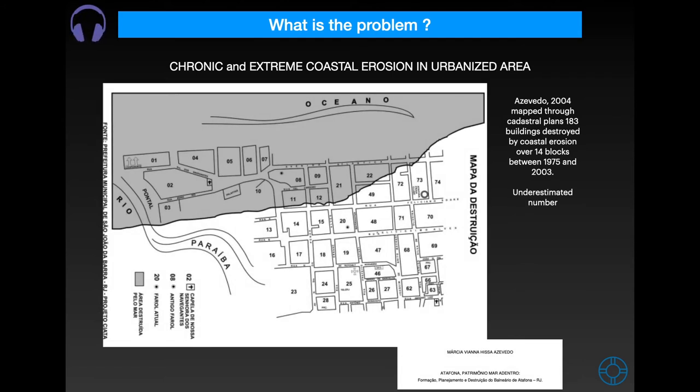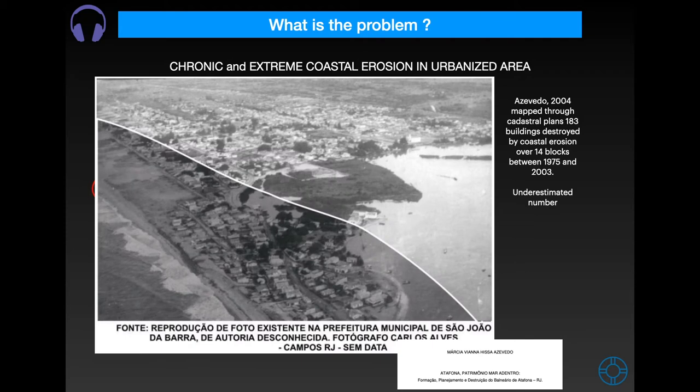Azevedo 2004 mapped through cadastral plans 183 buildings destroyed by coastal erosion over 14 blocks between 1975 and 2003. And this is a very underestimated number, since most buildings were not accounted for. We estimate that at least 1 million square meters of land were lost due to coastal erosion in this area.